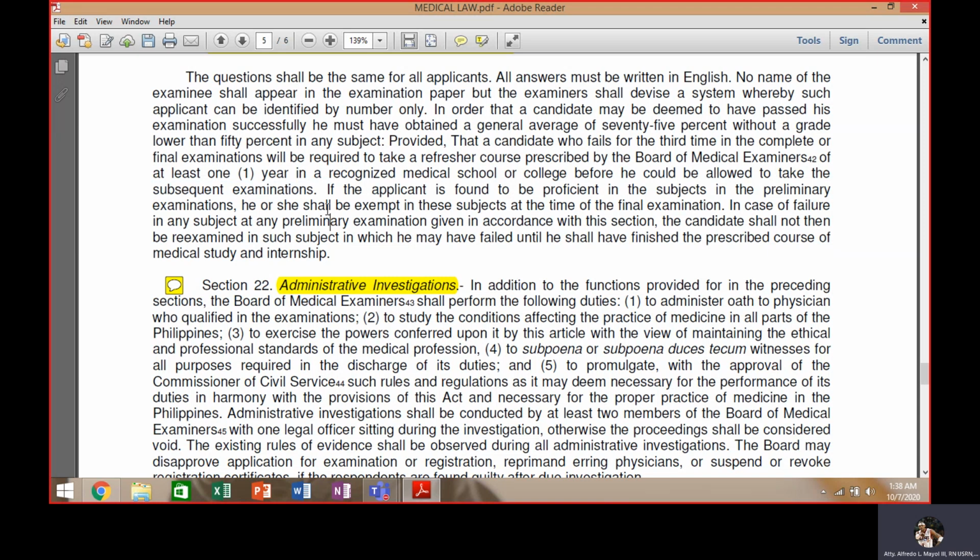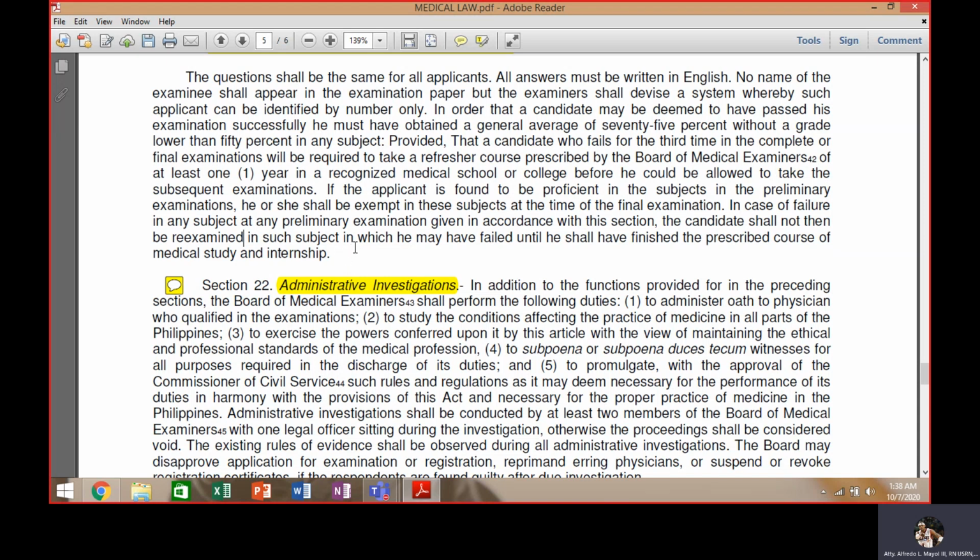If the applicant is found to be proficient in the subjects in the preliminary examinations, he or she shall be exempt in this subject at the time of the final examination. In case of failure in any subject at any preliminary examination given in accordance with this section, the candidate shall then be re-examined in such subject which he may have failed until he shall have finished the prescribed course of medical study and internship.